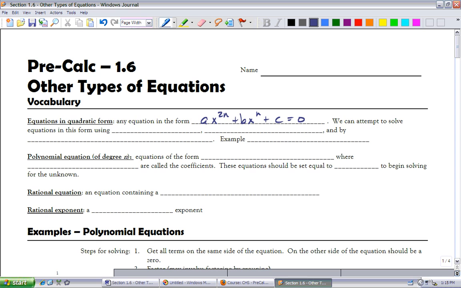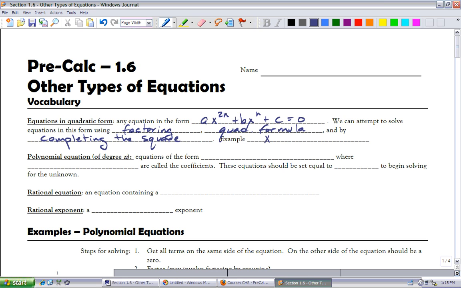Okay, quickly here. All this is really saying is that the exponent of the first x is twice the exponent of the second x. That's all that's saying. So if we have a situation like that and we have a constant value c there, you can attempt to solve this by factoring, by quadratic formula, and by completing the square. All these are methods that we use to solve regular quadratics. It's going to be no different when we get any equation in the quadratic form.